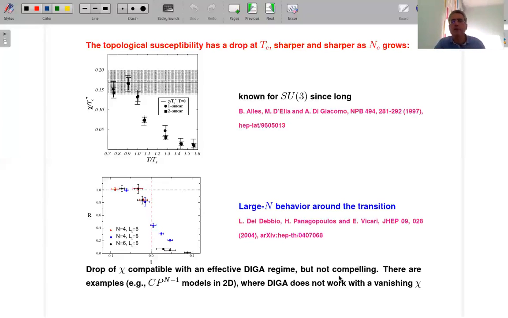This is not completely compelling, because there are examples, and I will show you an example shortly from CP^N models, where you may have a vanishing topological susceptibility, but at the same time the dilute instanton gas approximation is not working. So you need to go to higher order terms in the Taylor expansion of the free energy density as a function of theta, and so you need information about these b2 coefficients.